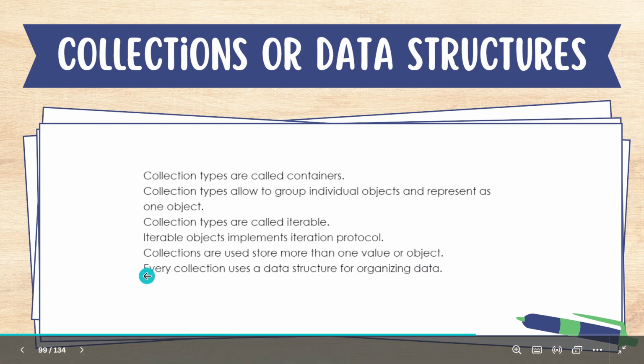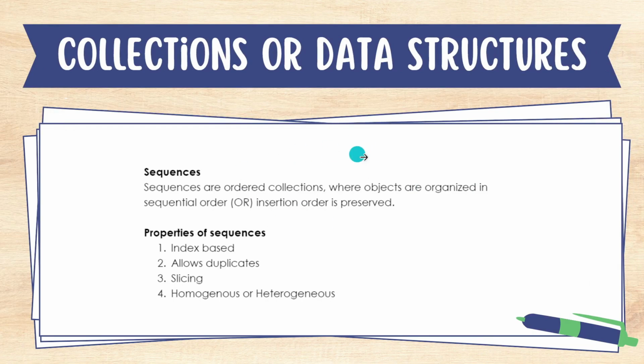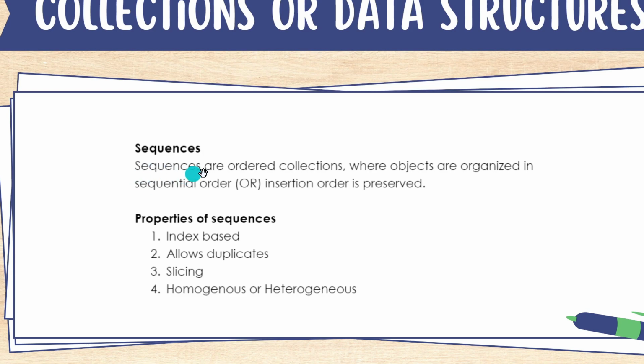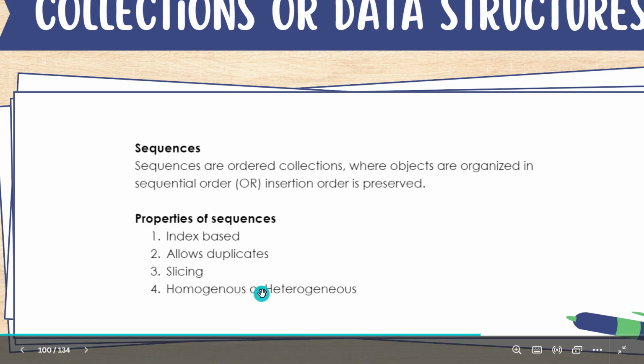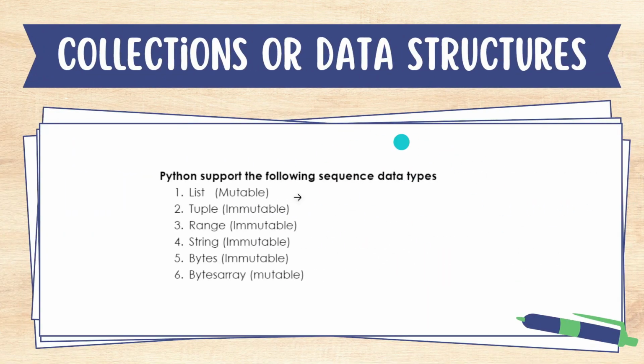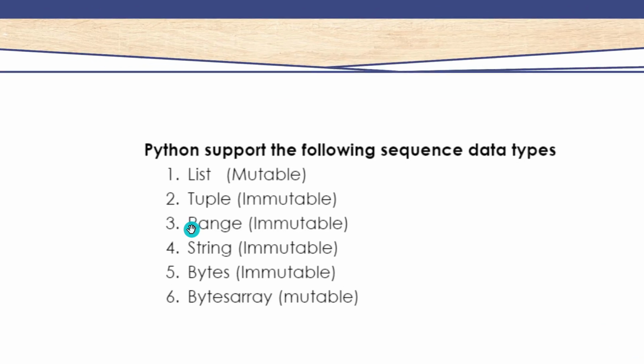Every collection uses a data structure for organizing data. What is the meaning of this theory? We will see. For example, in sequence we have one collection. Sequences are ordered collections where objects are organized in sequential order, or insertion order is preserved. The properties of a sequence are: index based, allows duplicates, slicing is available, and homogeneous and heterogeneous. These are the properties of a sequence.